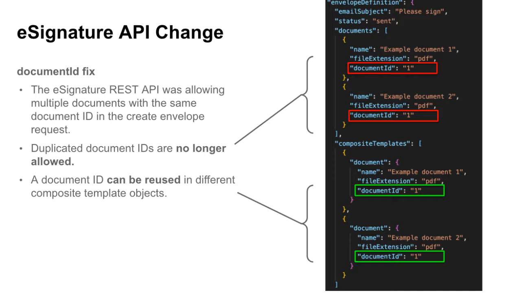We've made a change to the eSignature REST API regarding the document ID attribute. Previously, multiple documents within a request's documents attribute could use the same document ID. This will no longer be allowed within the documents array. See the attributes in red at the top of the example JSON. Multiple composite templates can include document attributes that use the same document ID attribute. For example, see the attributes outlined in green.